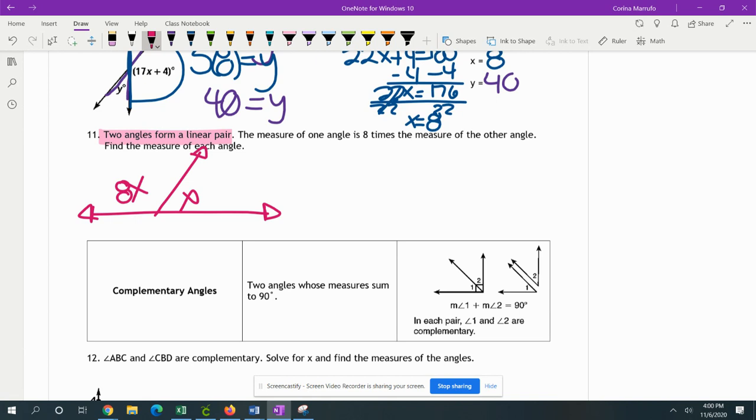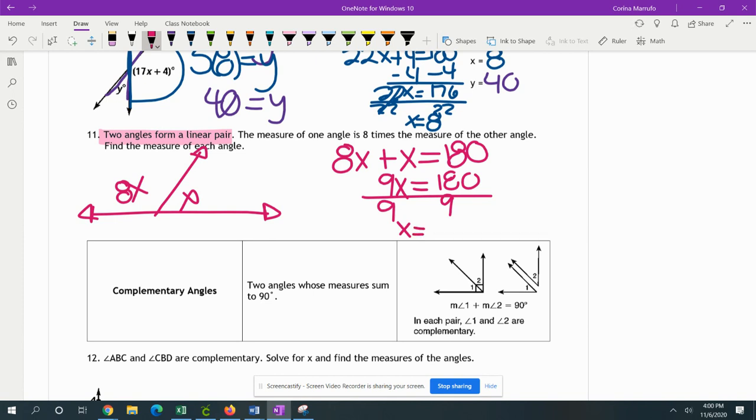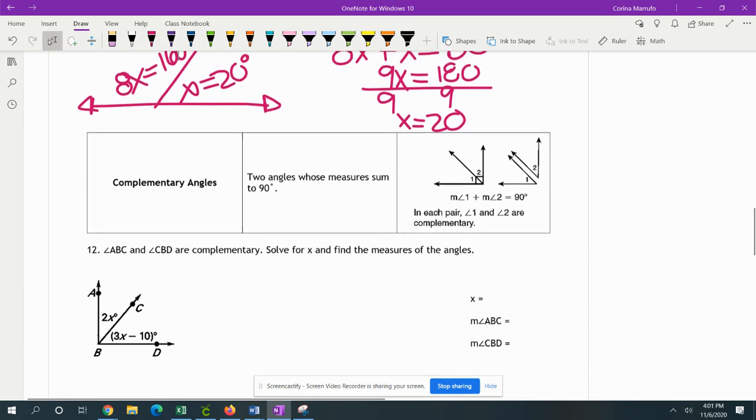Now because they form a linear pair, we're going to add them together. 8x plus x, and when we add them together, it should equal 180. 8x plus x is 9x equals 180. And then we go ahead and divide by 9 to solve for x, and that gives us 20. So when I plug it in here, x is equal to 20 degrees. And then 8 times 20 gives you 160 degrees. And that's it.